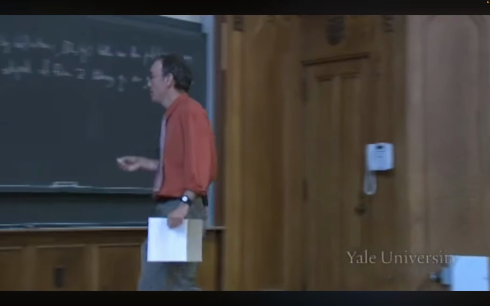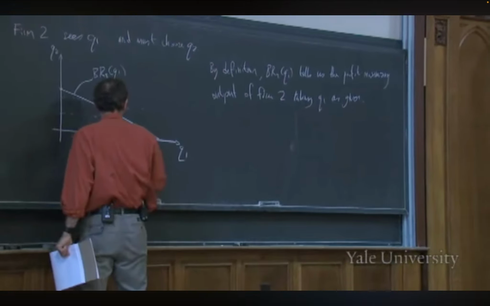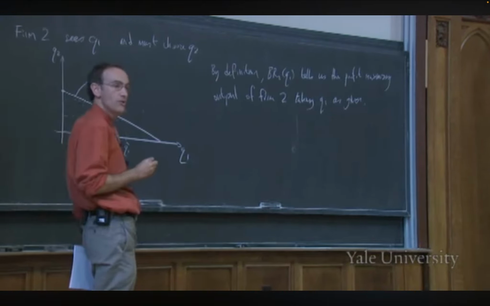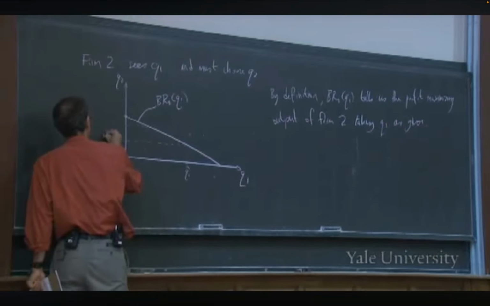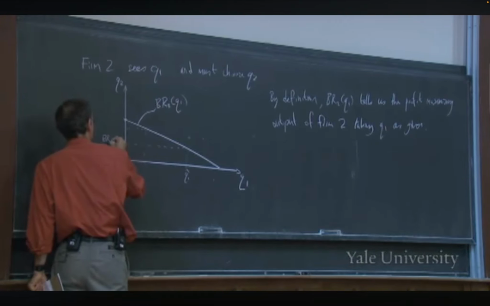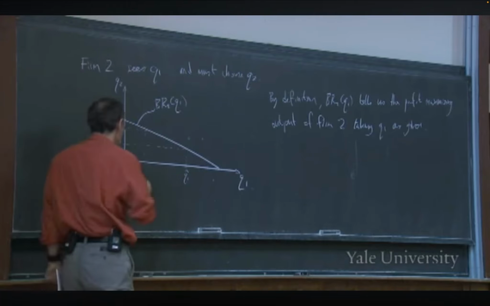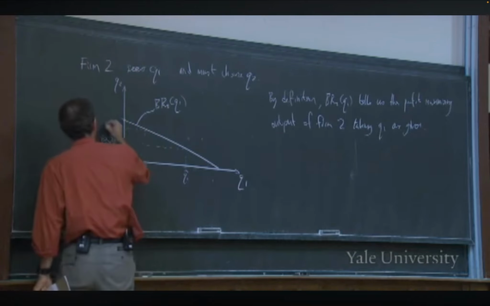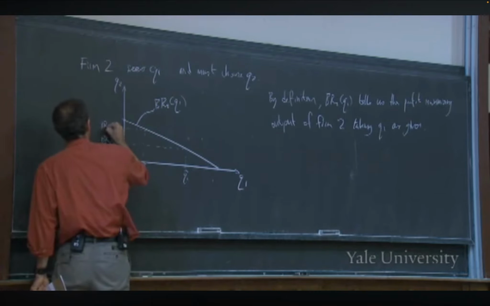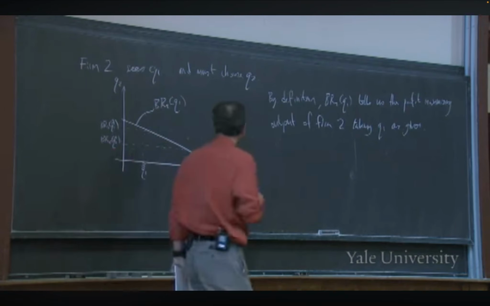So let's just make that clear. In particular, if firm 1 was to choose Q1 hat, I'm not suggesting it should, but if firm 1 was to choose this Q1 hat, then firm 1 knows that firm 2 will produce this quantity, which is the best response to Q1 hat. And if firm 1 were to choose Q1 double hat, then firm 2 will respond by choosing the best response to Q1 double hat.